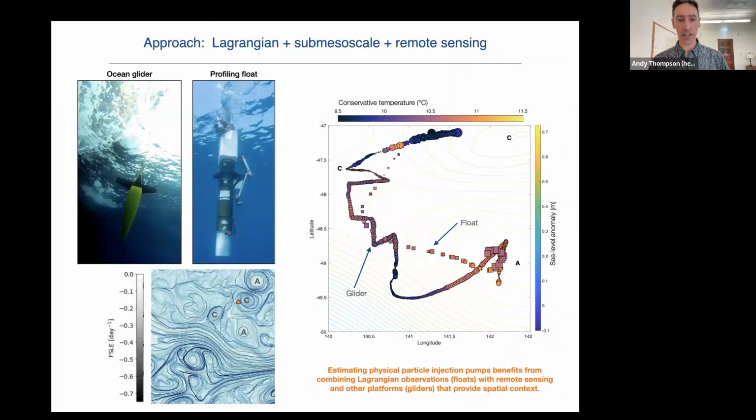You can see the two cyclonic eddies and the anticyclonic eddy labeled there. And so you can see in this region that there's a lot of interesting small scale structure that happens even in the small region.